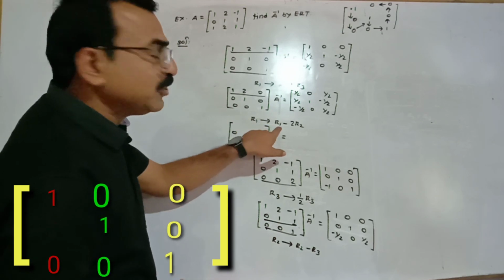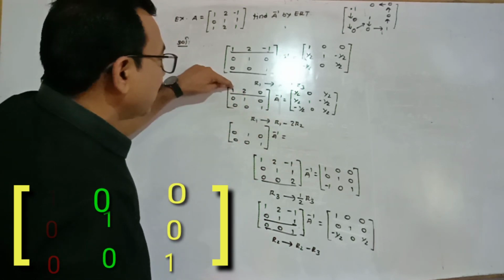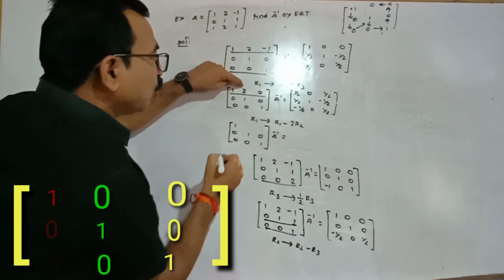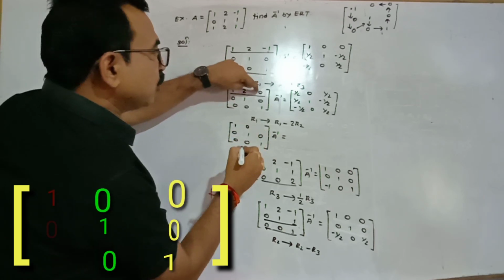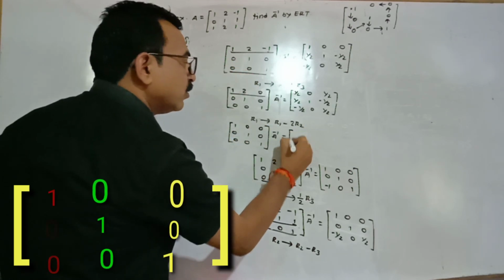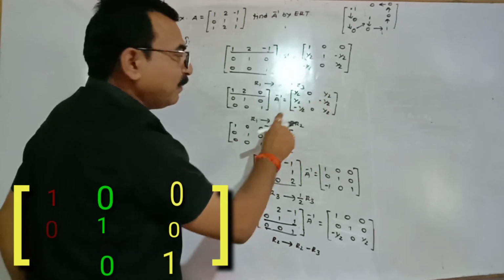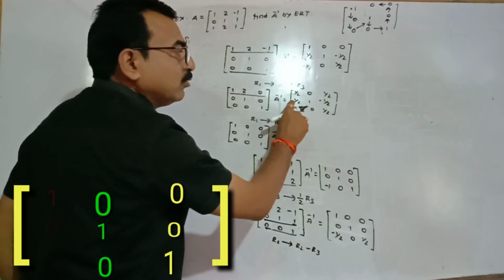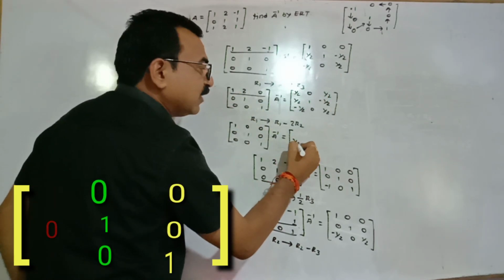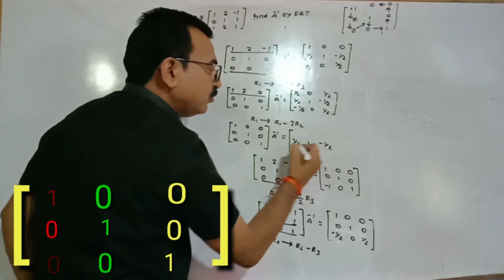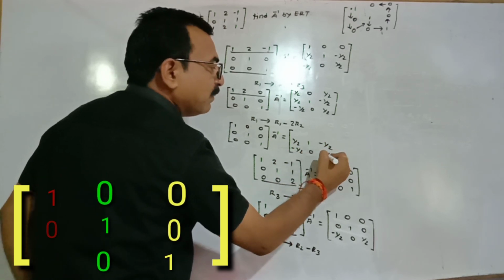Now perform this operation: row 1 minus 2 times row 2. 1 minus 0 means 1. 2 minus 2 means 0. 0 minus 0 means 0. On the other side also, you have to apply the same operation. So write down the elements of row 2 and row 3 as they are. That is 1 by 2, 1, minus 1 by 2. Minus 1 by 2, 0, 1 by 2.